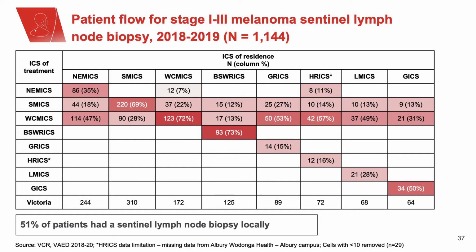Sentinel lymph node biopsy. This data is interesting. Again, very similar to the surgical data, NEMICS and the regional sites have a lot of leakage outside of their health service, more or less flowing to SMICS and WIMICS. And I thought it was good to compare to the breast tumour cousins who also do a lot of sentinel lymph node biopsy, and that data actually does not translate. So the rate of sentinel node biopsy locally is far higher for both the regional sites and NEMICS sites.